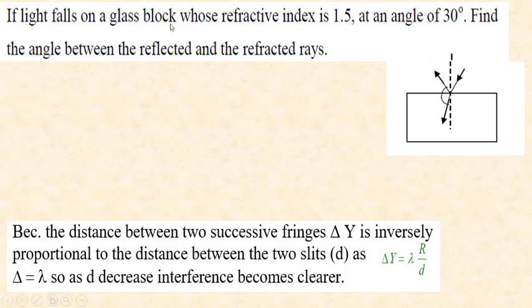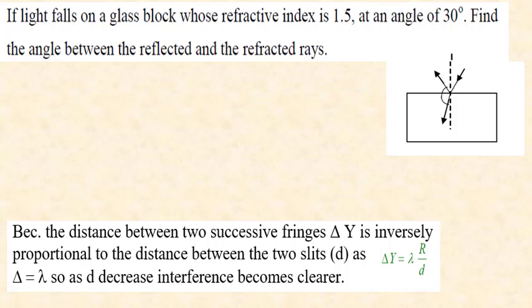If light falls on a glass block whose refractive index is 1.5. The angle of incidence, this angle, is given. Find the angle between the reflected ray and the refracted ray.